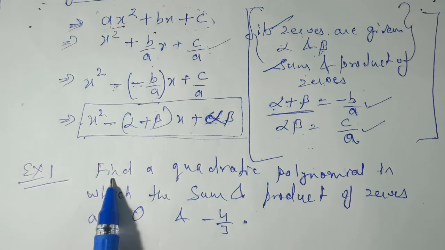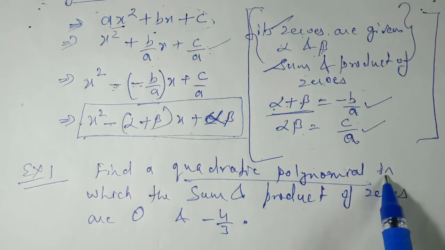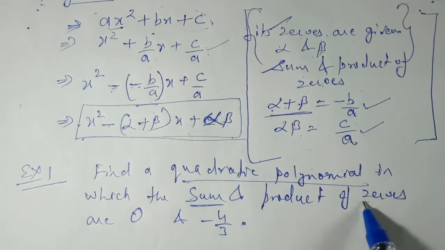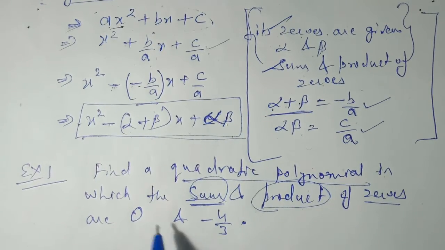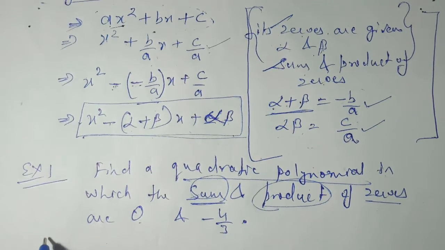So it is given, find a quadratic polynomial. We have to find a quadratic polynomial. And what is given? The sum of zeros and product of zeros are given. It means these two values are the value of alpha plus beta and alpha into beta.